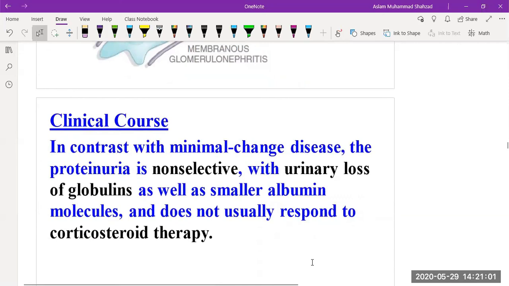In the clinical course, in contrast to minimal change disease, the proteinuria is non-selective with urinary loss of globulins as well as smaller albumin molecules, and it does not usually respond to corticosteroid therapy. So the therapy with corticosteroids is not effective, and there will be urinary loss of globulin as well as small albumin molecules.